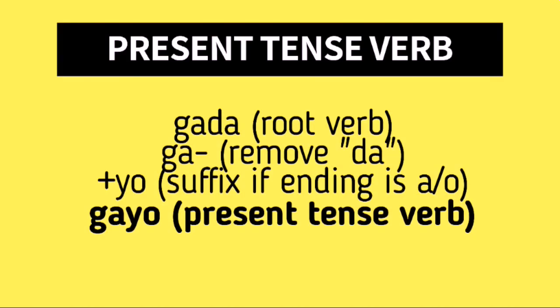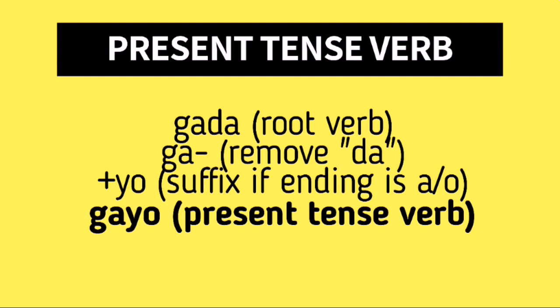But our word for today is gada. How did it turn into gayo? Gada is considered a root verb. And if we are going to use this in a sentence as a present tense verb, we have to transform it. The first step is to remove the da at the ending of gada, and we replace da with yo.